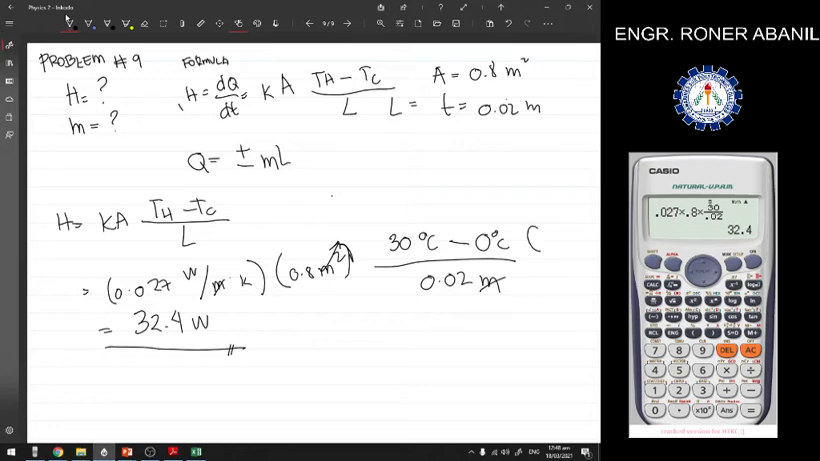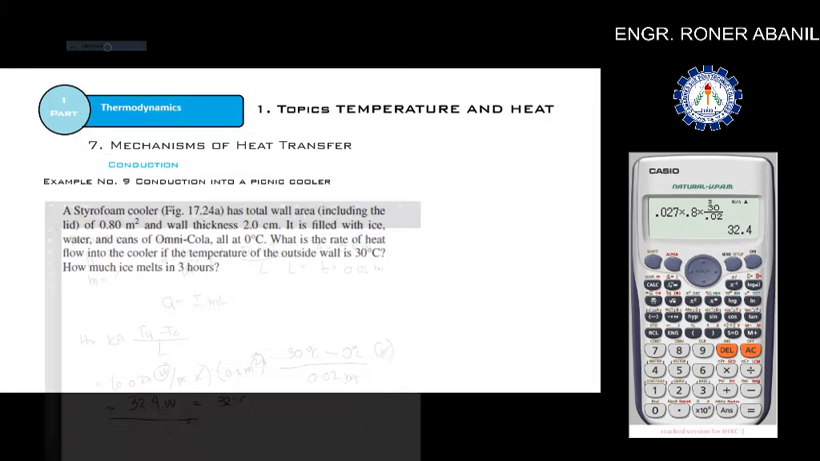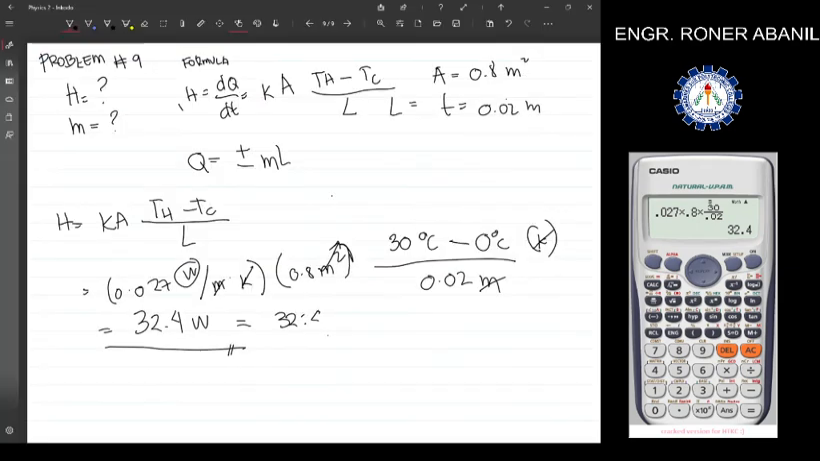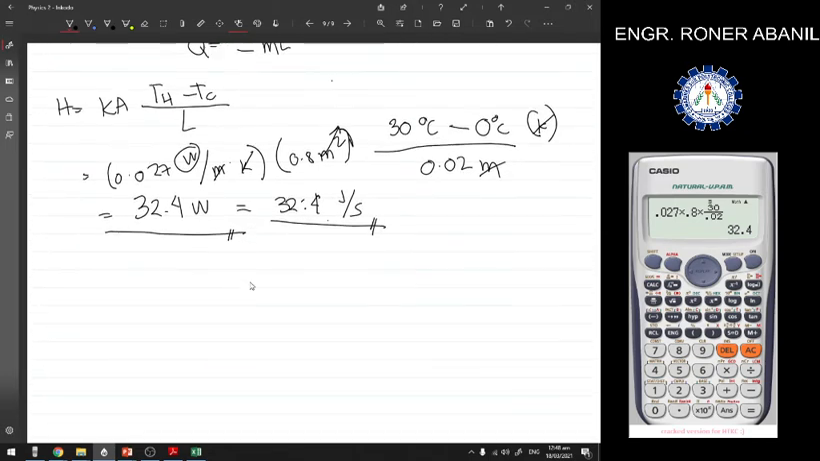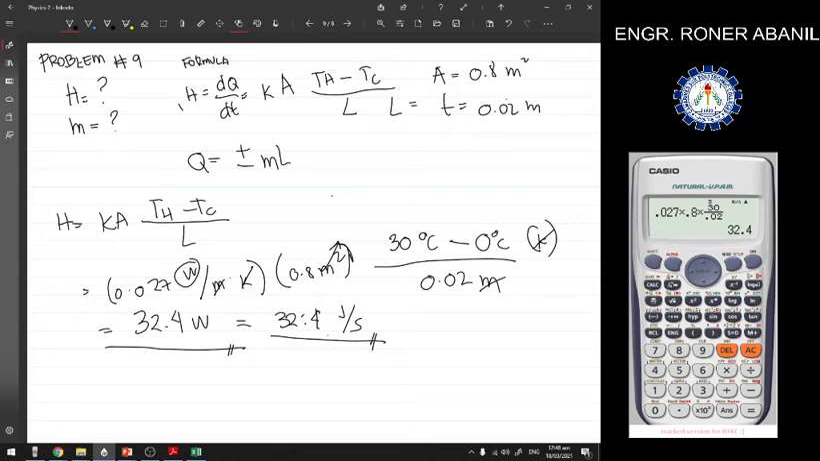Yung C is yung K din. Kakancel. So, what's yung matitira? Okay? So, ito ngayon yung hinahanap natin na H. So, pwede rin natin itong sabihin na 32.4 joules per second. So, parehas lang yan. Okay? So, doon naman tayo sa M.